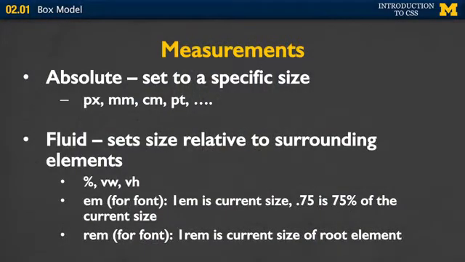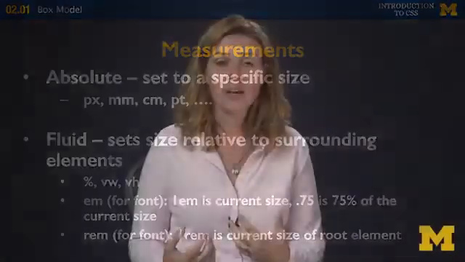Finally, one of the things I'm going to be showing you in this example in just a second is different ways that you can set the height and width of different elements. There are two common ways to do this. The first one is called absolute, and that's when you set an element to a specific size. You say I want it to be so many pixels, or millimeters, or centimeters. Pixels is a very common way to set sizes.